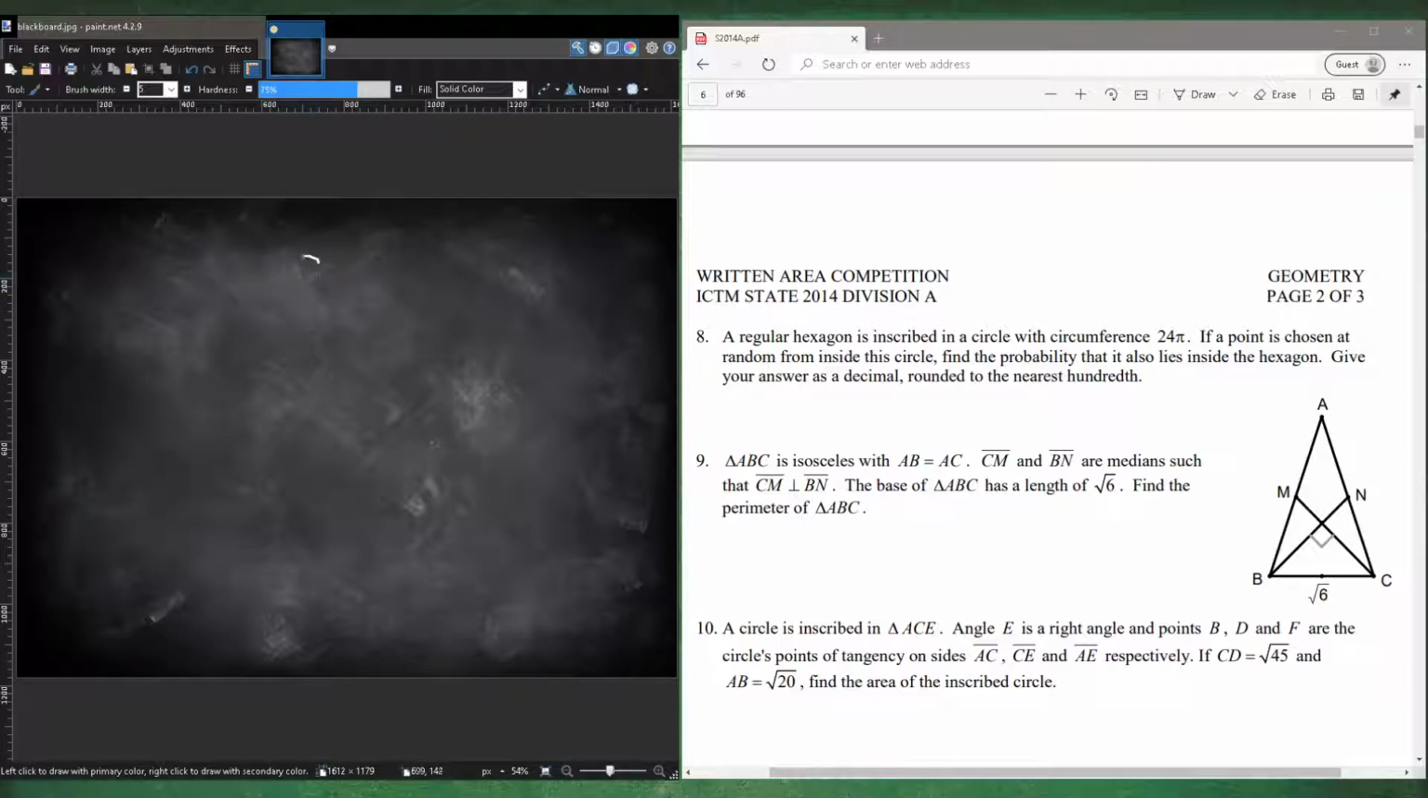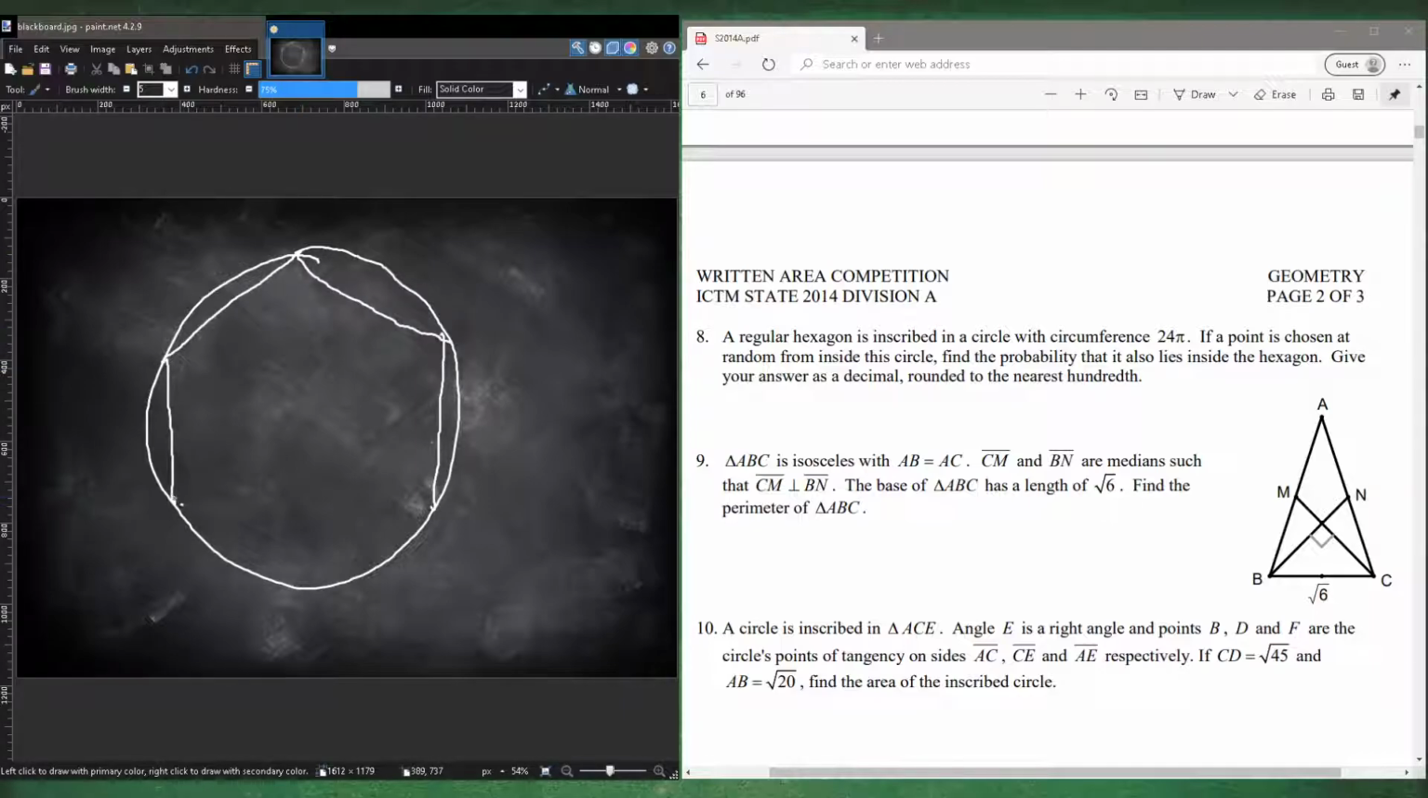so we have a circle and we have a hexagon, something like this. Not the best artist, but decent enough. A hexagon is just made by 6 equilateral triangles. So this is 60 degrees. Since it's made by equilateral triangles, that means this is the radius. So what is our radius? Well, 24 pi is 2 pi times the radius, so our radius is going to be 12.